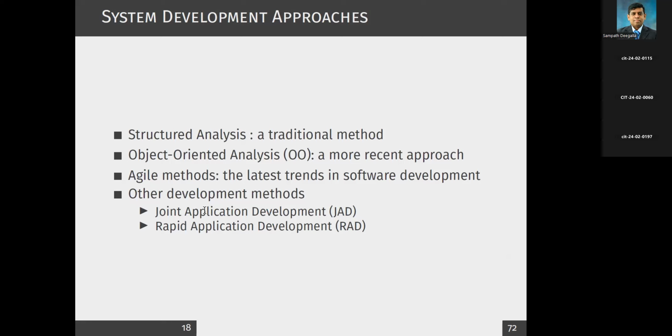Right. Now that we have talked about the different techniques and tools, let's look at how people actually develop software. Again, in system development, there are many ways. The first one, which we are going to discuss throughout the course, is called structured analysis, a traditional method. We sometimes call it the waterfall model. That means traditional phase by phase development of software is called structured analysis.